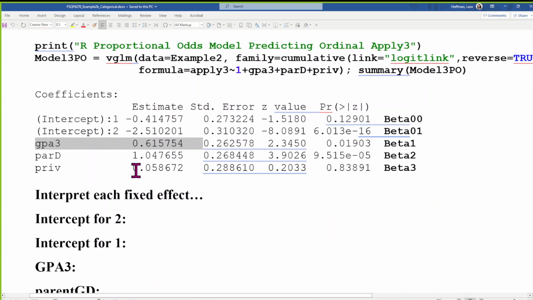So GPA has a significantly positive slope. It's 0.6 in logits. So for every unit higher GPA, my predicted logit of the higher category goes up by 0.6. Is it the higher category of a 2 or the higher category of a 1 or a 2? Both. Or yes. That's the way I phrased it last time.